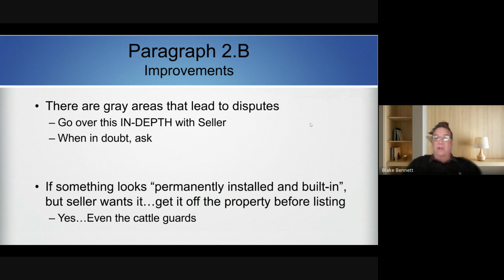And if the seller wants something, even like a cattle guard, tell them, well, then get it off the property before we ever even list it. Y'all already know how to do that. Y'all do that in your sleep. Get it off the property if it's not going to stay with the property.